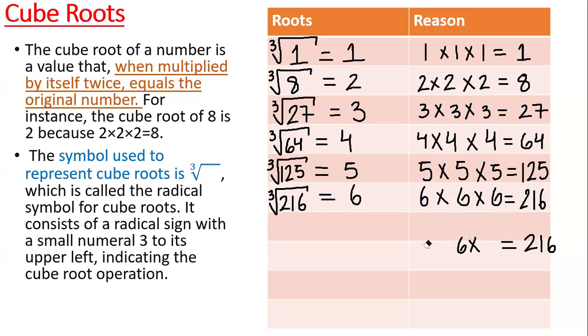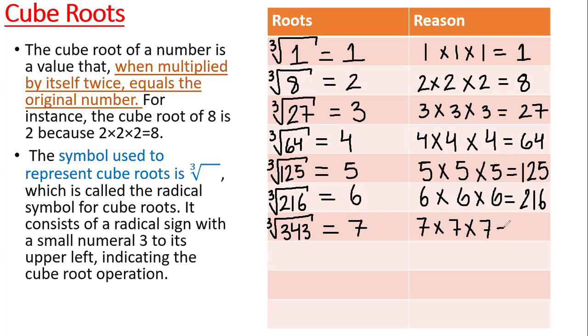All right, next we have 343. Very good. So the cube root of 343 is 7. How do we know that? What's the reason? 7 times 7 times 7 is 343. Very good, because 7 cubed, or 7 times 7 times 7, is 343. And let's move on to the next one.